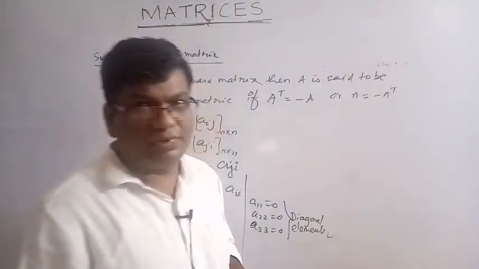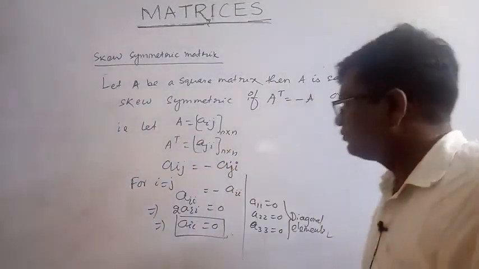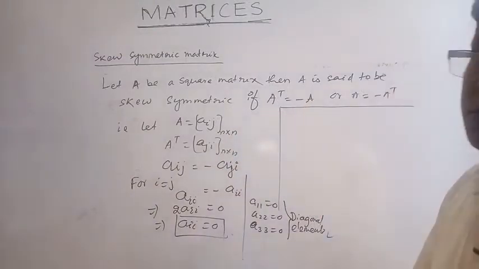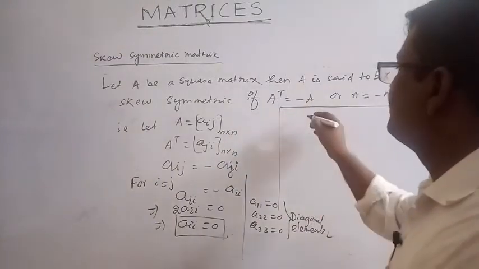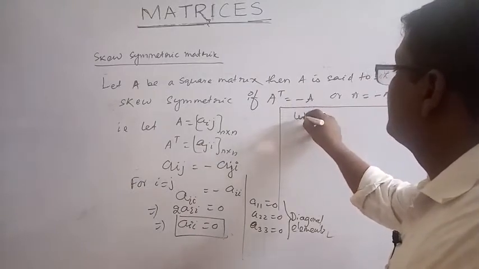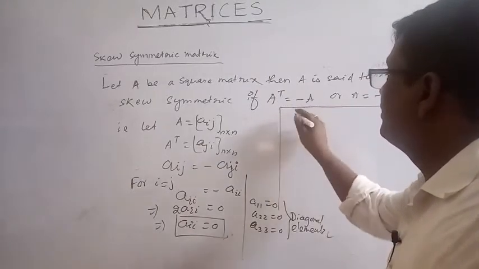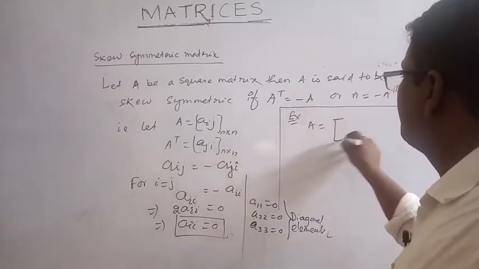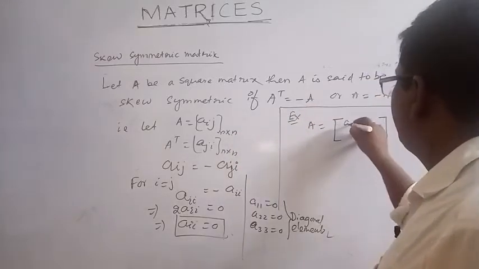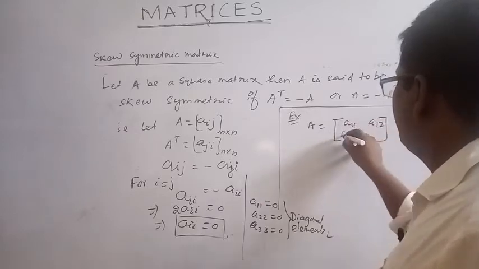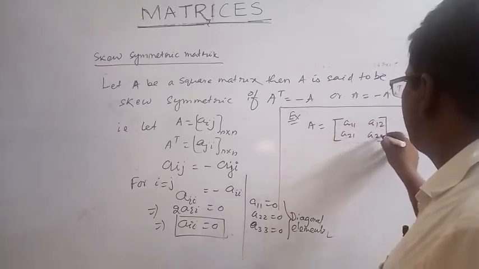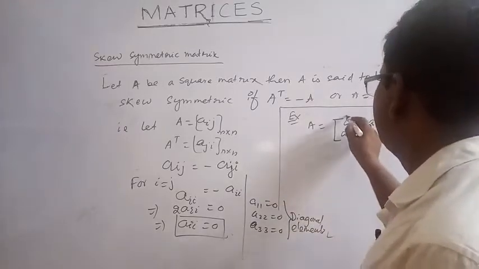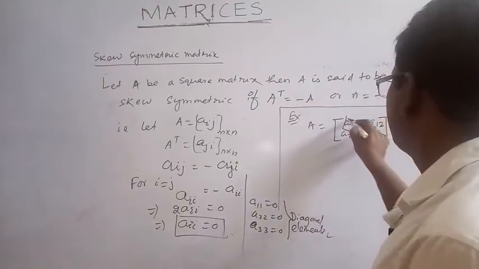Now an example for skew symmetric matrix. Let the matrix A be equal to A11, A12, A21, A22. According to the definition of the skew symmetric matrix, the diagonal elements A11 and A22 are 0.